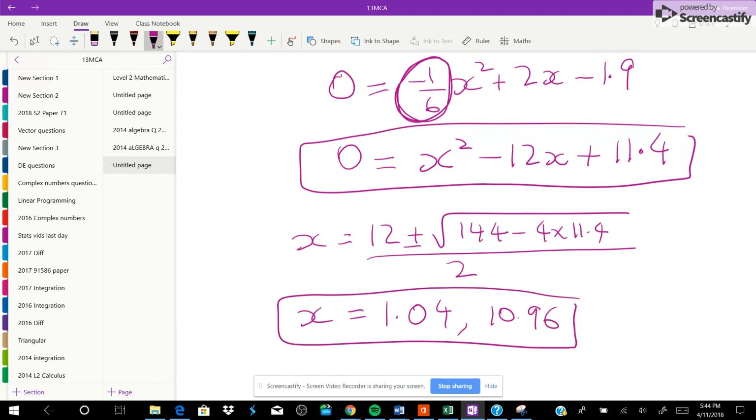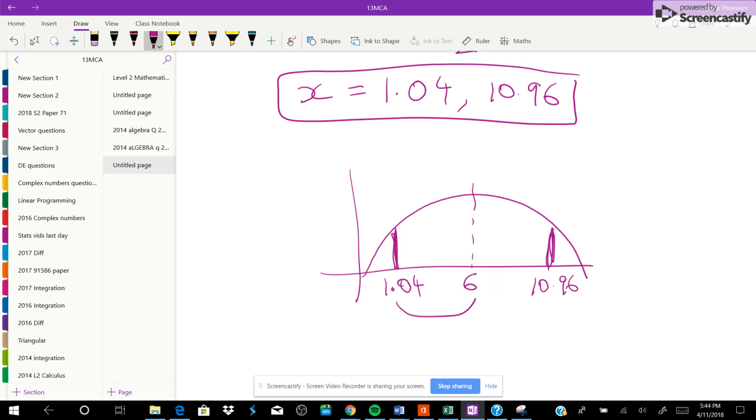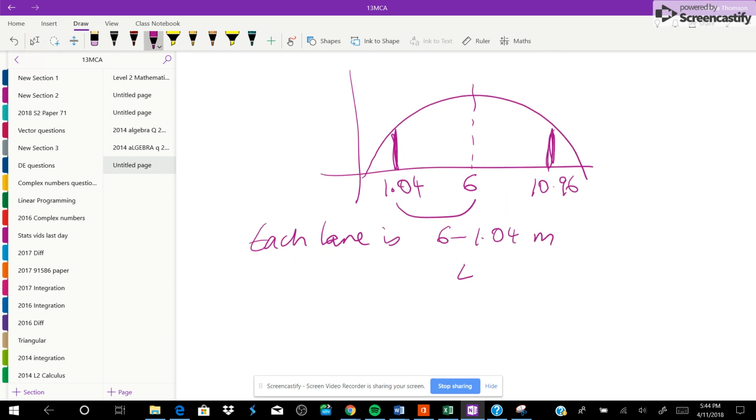Now you should be really happy if you got to that point because they make complete sense in the context of this problem. It's telling me that here's my tunnel. We want to put the edge of one lane there and the edge of the other lane there at 10.96. The middle is at 6, so each lane is how wide? Well, it's going to be 6 minus 1.04 metres. What does that work out to be? 4.96 metres, and that's to the nearest centimetre.